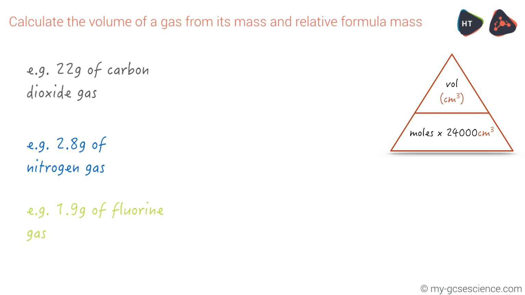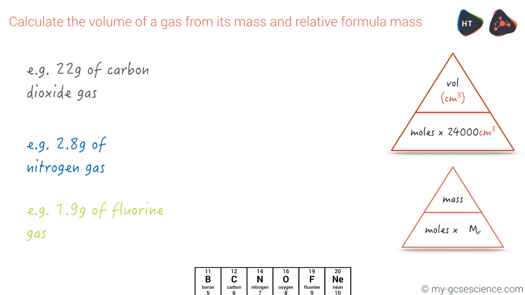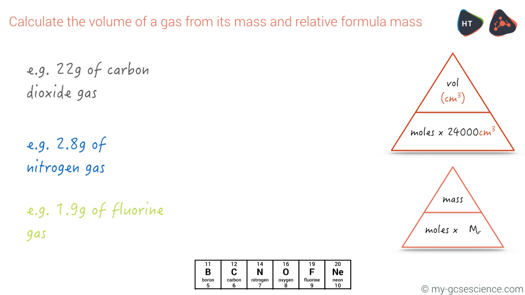But it's possible in the exam that you might also be asked to calculate the volume of a gas from its mass and relative formula mass. Of course, we always get the relative formula mass from the periodic table. So a question might ask us to calculate the volume of a gas simply from its mass. So this time the first step is to figure out how many moles we have so that we can use the gas equation triangle. And in order to find the number of moles, we need to use this equation triangle using mass divided by relative formula mass.